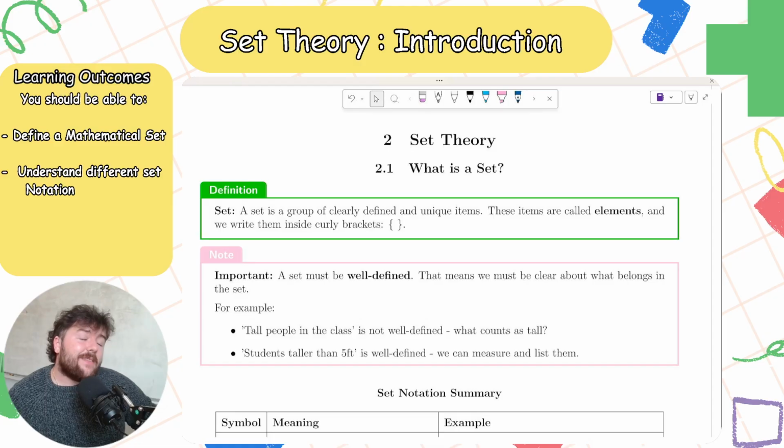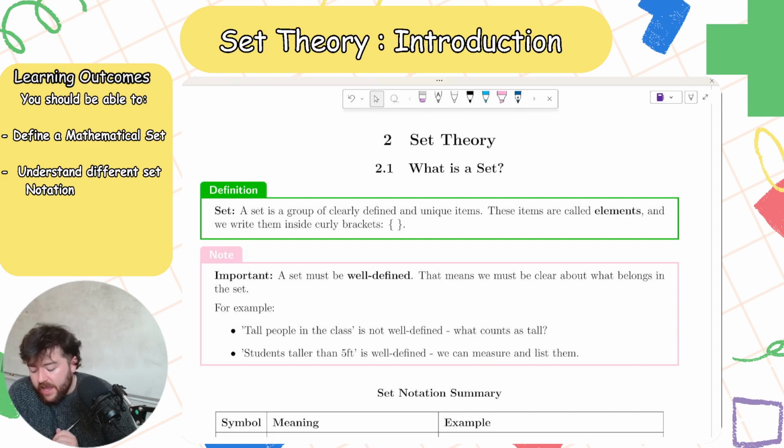Hello everybody. Okay, so in this video we are looking at set theory and understanding what it means to be a set. So what is a mathematical set? A mathematical set is a group of clearly well-defined and unique items. Right? It's a group of them together. So these items are called elements and we write each of them inside of a curly bracket.